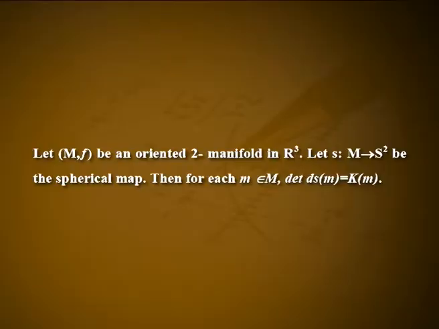Now, we will move on to theorem 2, which is the Gauss theorem. Let M be an oriented 2-manifold in R3. Let S from M to S2 be the spherical map. Then for each m element of M, the determinant of dS(m) is equal to K(m).